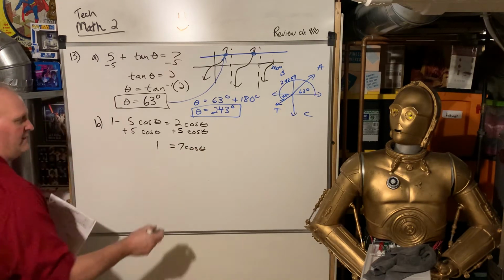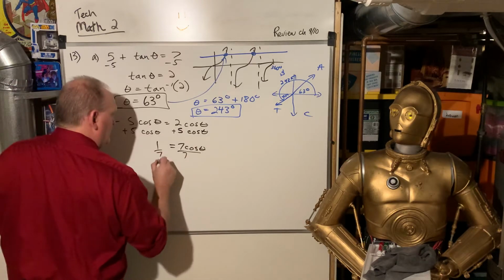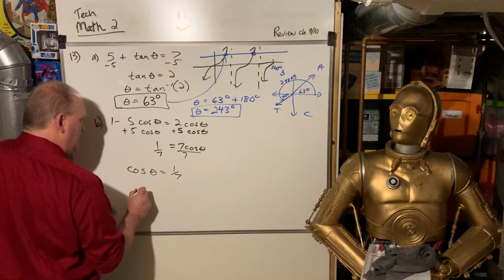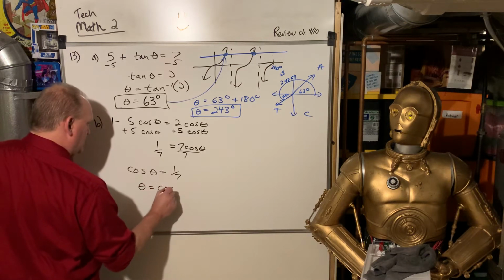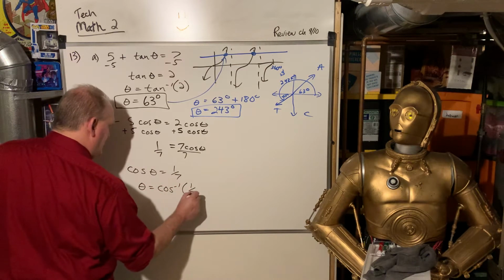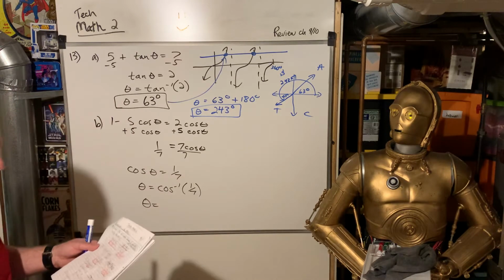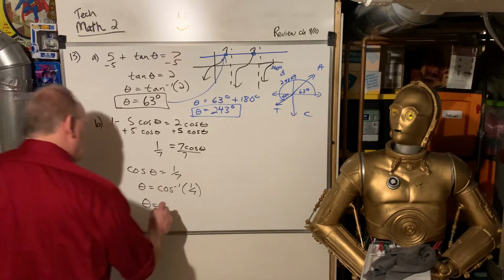All right, and then divide by 7. And so now we have cosine theta is equal to 1/7. So theta is equal to the arc cosine of 1/7. And so again, we found theta. You put that in your calculator. That's 82 degrees.